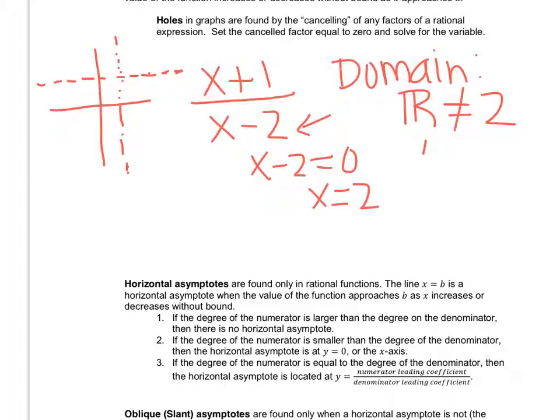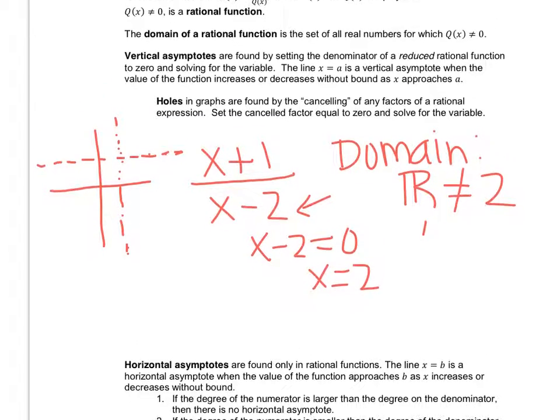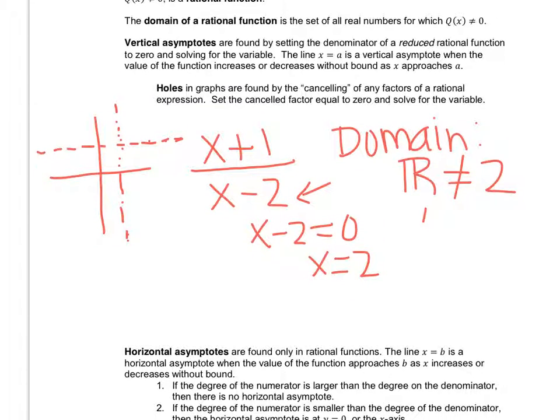So we use a couple of things to find horizontal and vertical asymptotes. We also have to talk about holes. Holes in the graph are found by canceling any of the factors of a rational expression. So what you would do is, like on my example, I don't have anything on the top that would cancel with the bottom, but let's come up with another example.